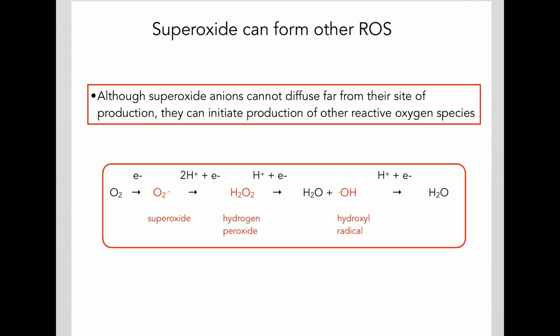Now, superoxide cannot diffuse far from its site of production. However, it can initiate production of other reactive oxygen species. So you can see how a superoxide can lead to the formation of hydrogen peroxide, which can then cause the formation of the hydroxyl radical.